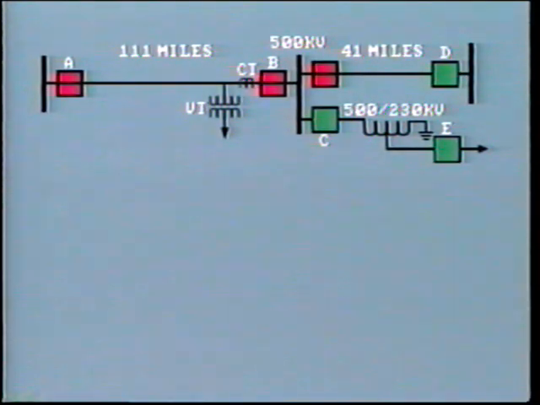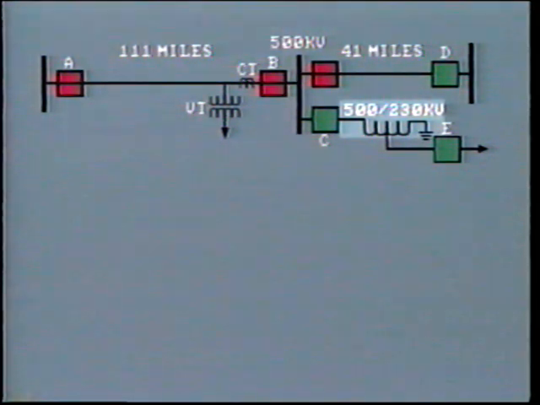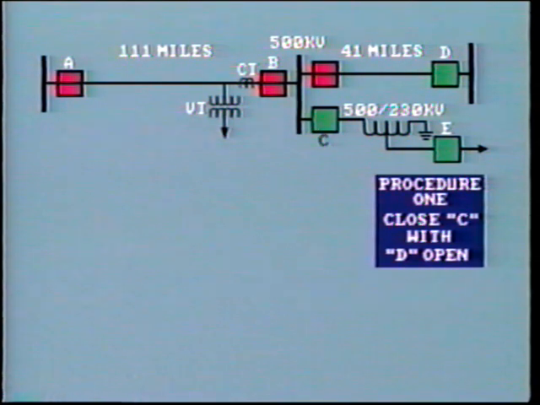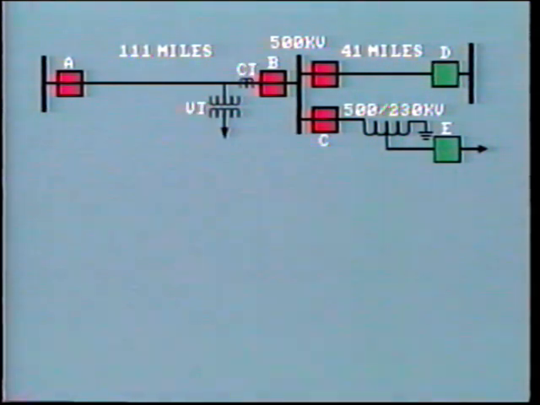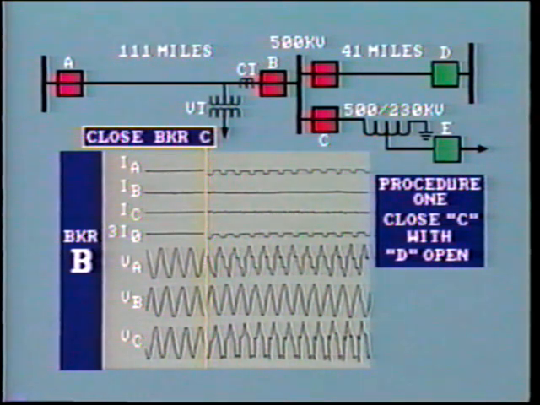We're considering two different switching procedures for energizing this 500 kV, 230 kV transformer. In the first procedure, breaker C is closed to energize the transformer, with breaker D at the remote terminal open. In the second procedure, breaker D is closed first before energizing the transformer with breaker C. The oscillograph has recorded voltages and currents on the line side of breaker B at the transformer substation. Here we show the traces for procedure 1 with breaker D open.